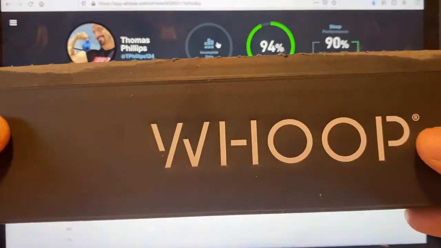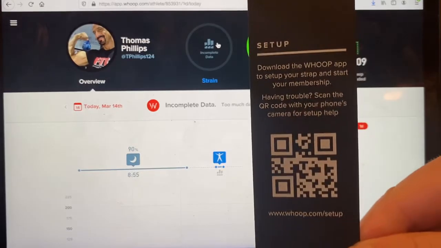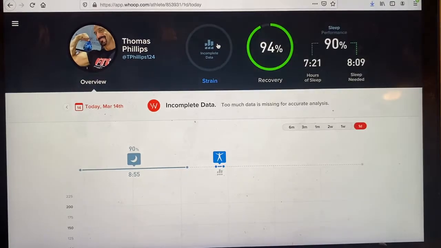When you get the Whoop, it'll look like that. When you open up the Whoop, you just scan that thing, and the rest is literally self-explanatory. You'll download the app and be able to interact with the technology.